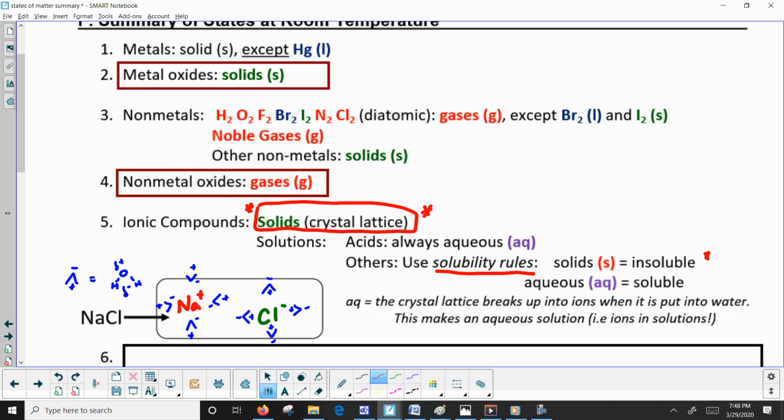You have to always check those rules for ionic compounds and just see, are they soluble or not? So you know how to use those. And finally, you might want to put that on this diagram just to show what's happening at the molecular level with solutions of ionic compounds.